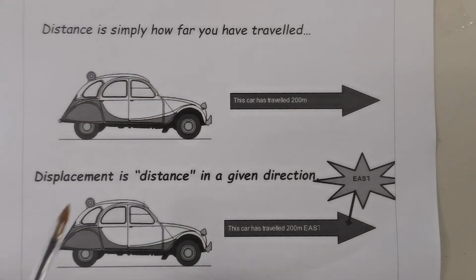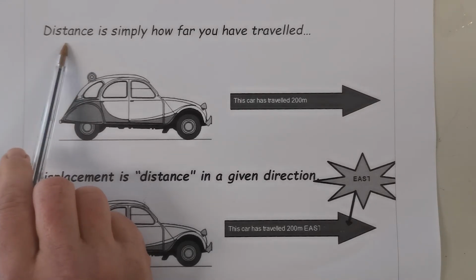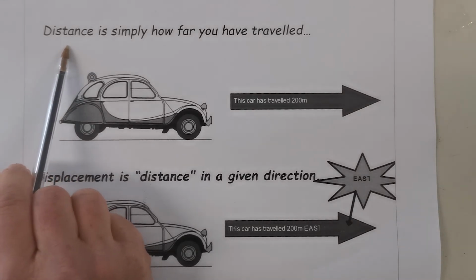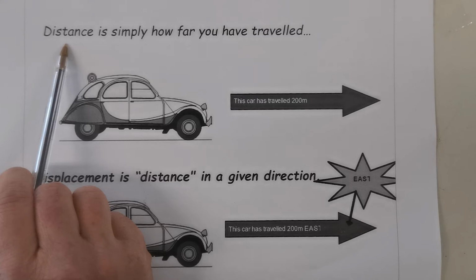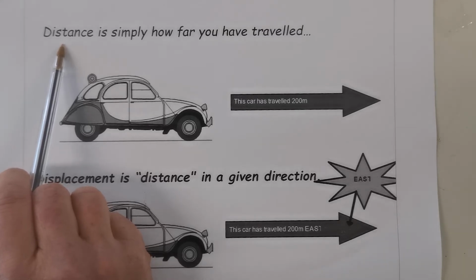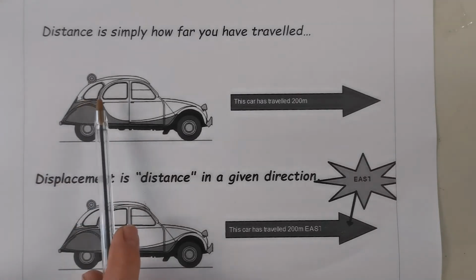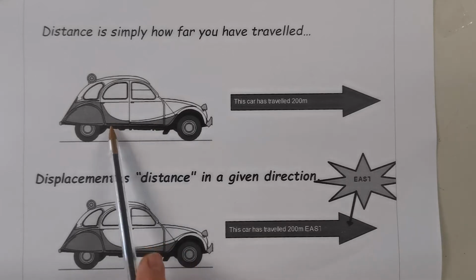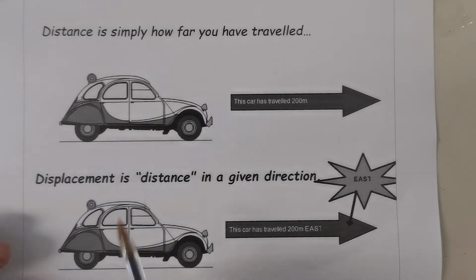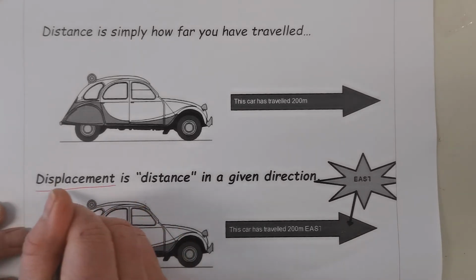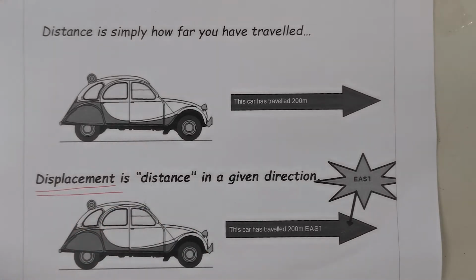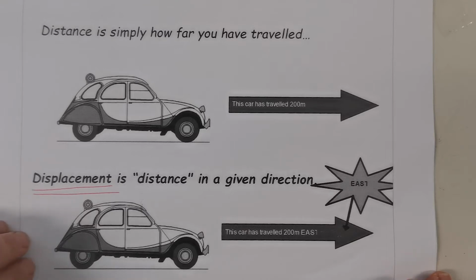Okay, well, we're using the word distance, and I'm sure most of you understand what the word distance is. Distance is really just a measurement of how far you travel. So in this car, you can see a Citroen 2CV, the car has travelled 200 meters. Well, a word I'd like you to introduce here, it's almost the same as distance, but displacement is a word that we use for distance when we also specify the direction.